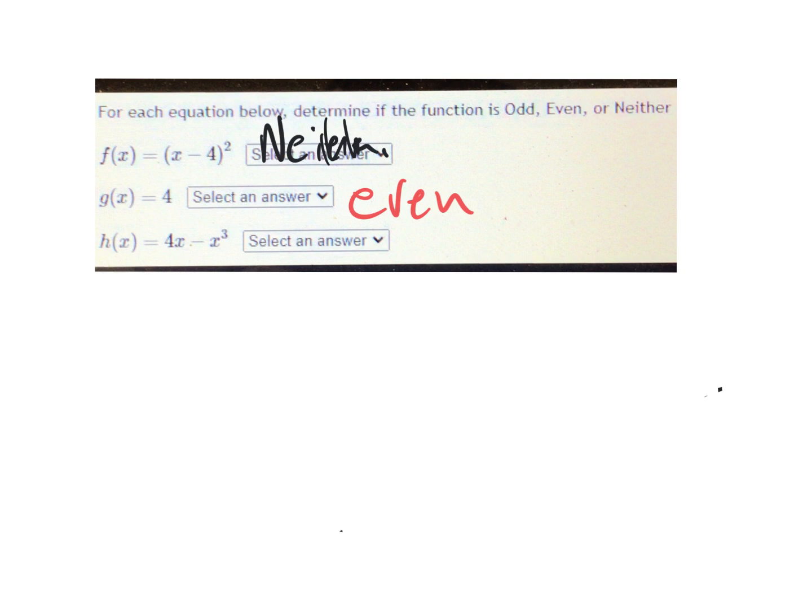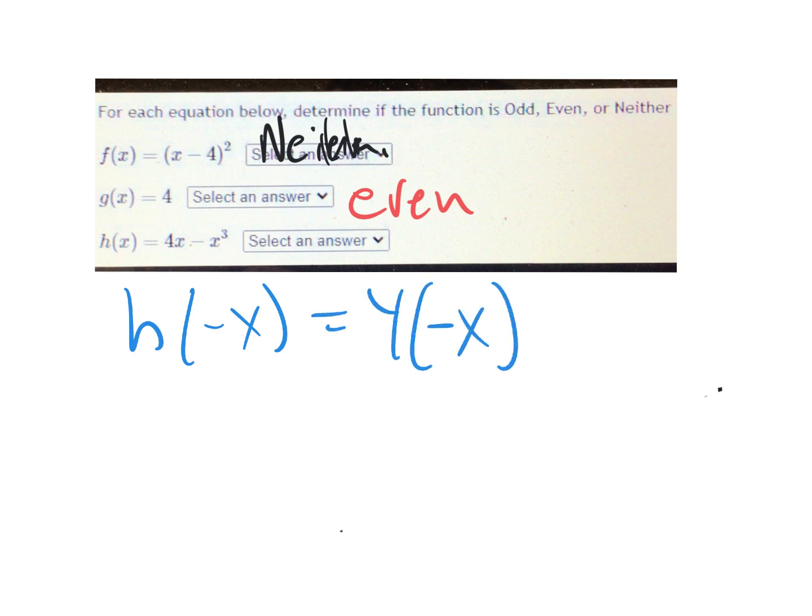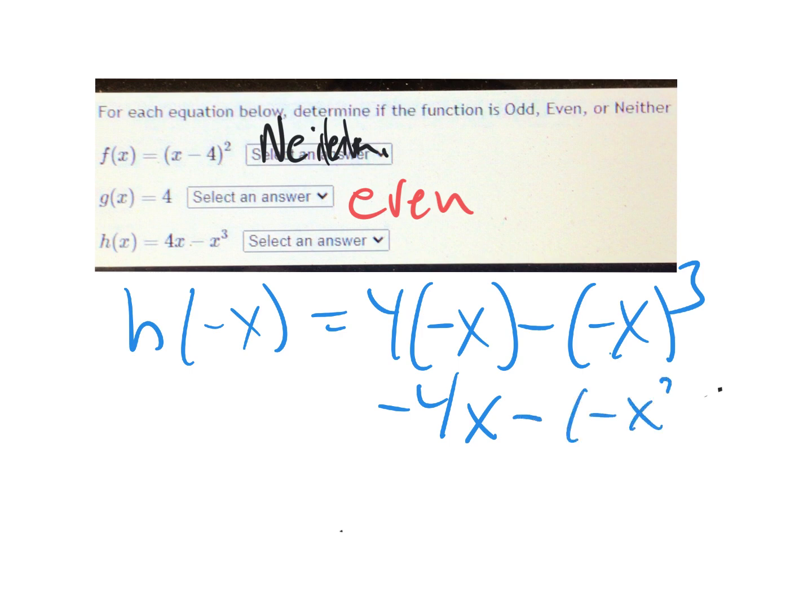Okay, so let's test this one with h of negative x. So that's going to be 4 times negative x minus negative x to the third power. So that becomes negative 4x. And negative x to the third power, negative x becomes negative x to the third. So negative 4x plus x to the third. Well, hey, all the signs change. This must be an odd function.